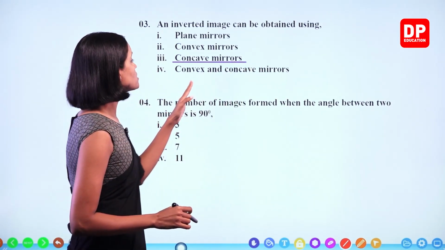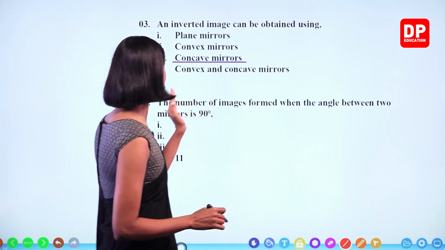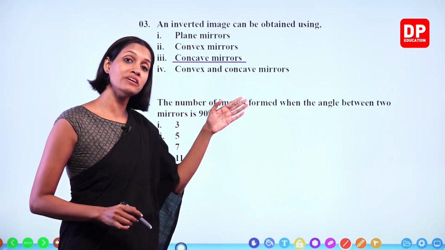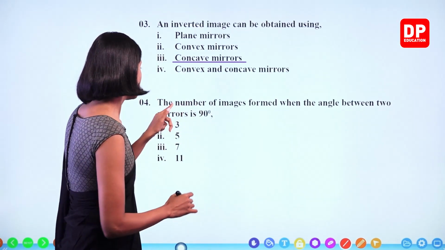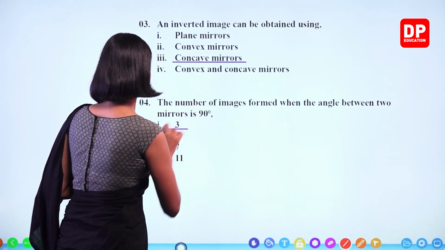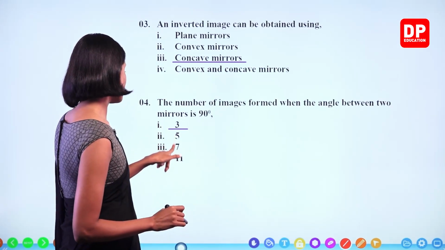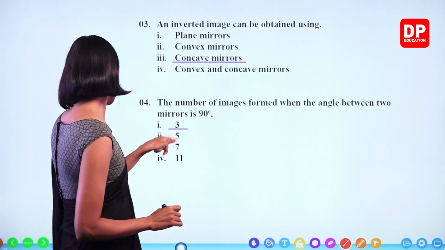The number of images formed when the angle between 2 mirrors is 90. Now we just finished this type of question, the similar question, that is 3. 3, 5, 7, 11. Right?